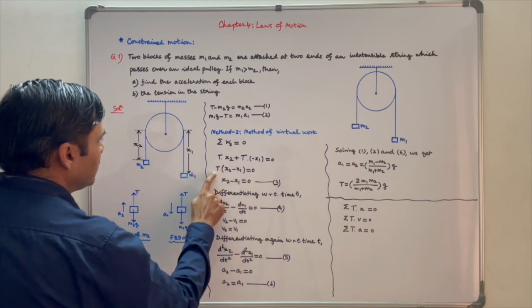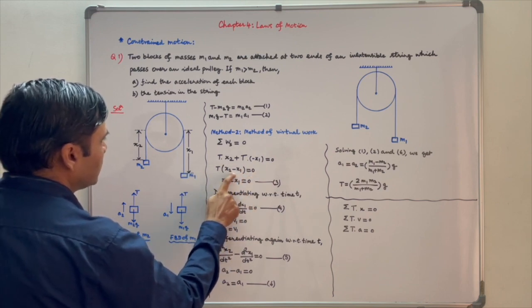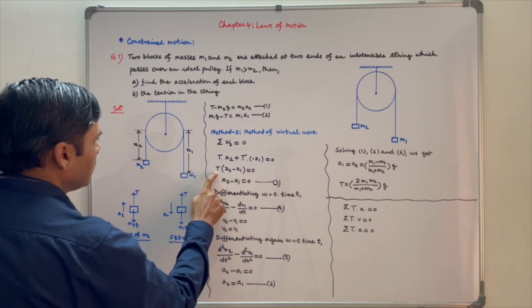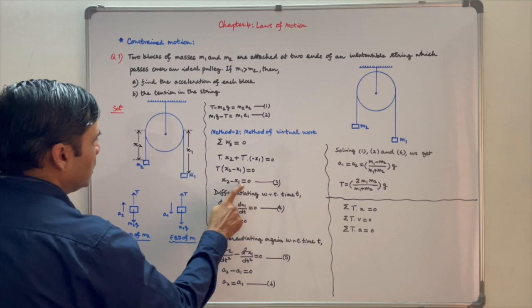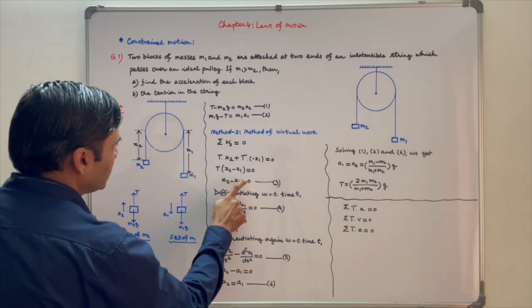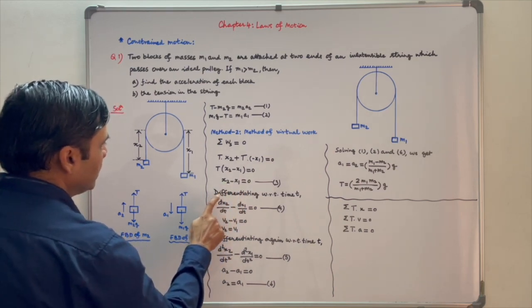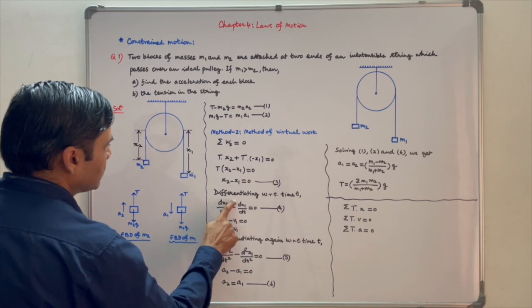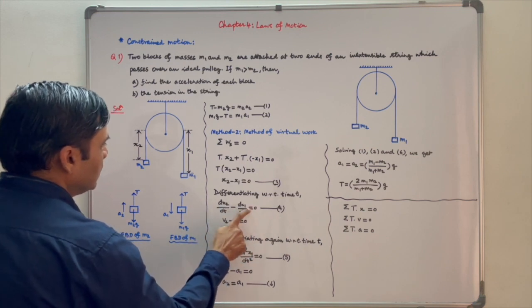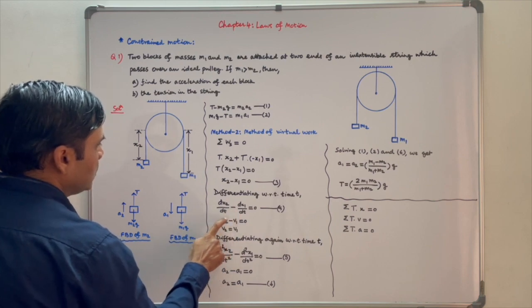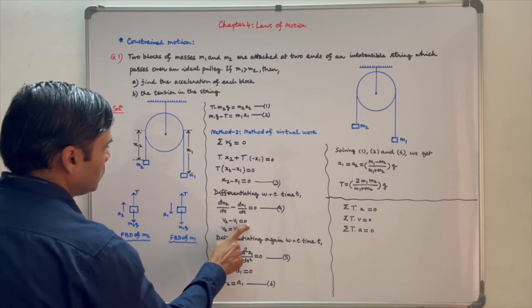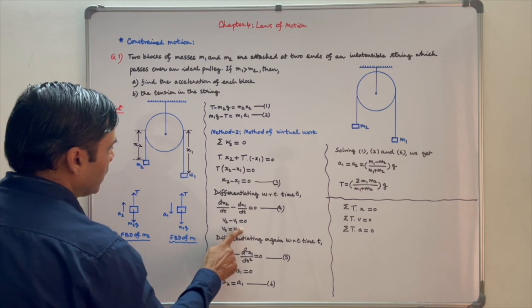That means either T is equal to 0 or x2 minus x1 is equal to 0. T is not equal to 0, so x2 minus x1 is equal to 0. Now differentiate both sides of this equation with respect to time. We get dx2 by dt minus dx1 by dt is equal to 0. This is the velocity of block m2 and this is the velocity of block m1. So v2 minus v1 is equal to 0, or v2 is equal to v1.